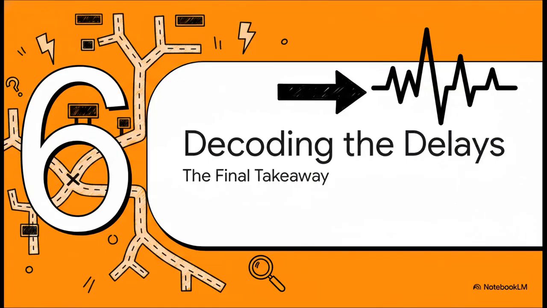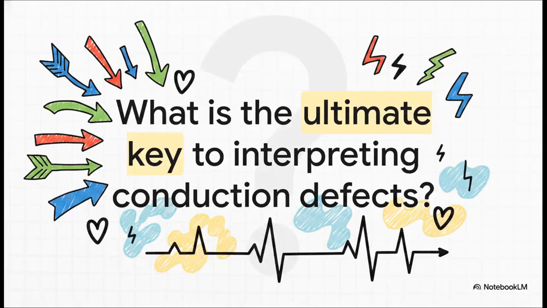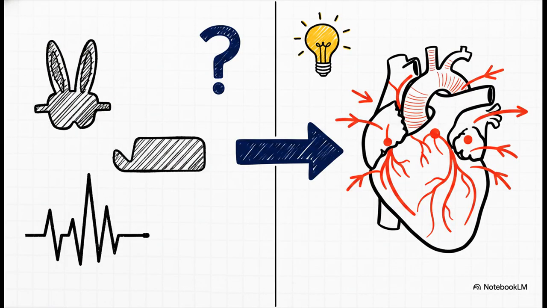Okay, so we've walked through the normal pathway. We've seen how roadblocks on the main highways and even on the little side roads create these really distinct patterns on the ECG. So what's the final, most crucial point to take away from all of this? Is the goal here just to memorize a huge list of criteria and try to match the pattern you see to the one in your textbook? And here it is, the final, most important takeaway.